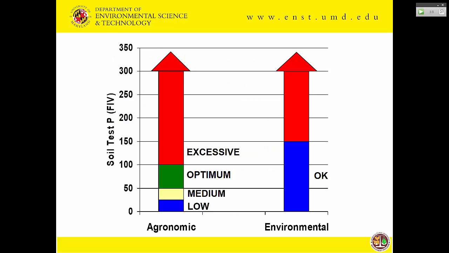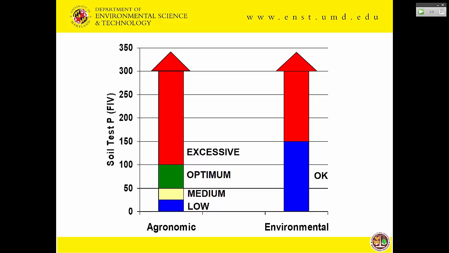So again, to reinforce this: agronomic applications of soil tests, 0 to 25, it's low, is probably limiting yield. Medium, might or might not, you might want to do something about it. Optimum, you're probably okay because our critical value was here, but you might want to apply something. But above 100 FIV, you're in the excessive range. There's no indication that there's any limitation on your plant production capacity at that soil test.